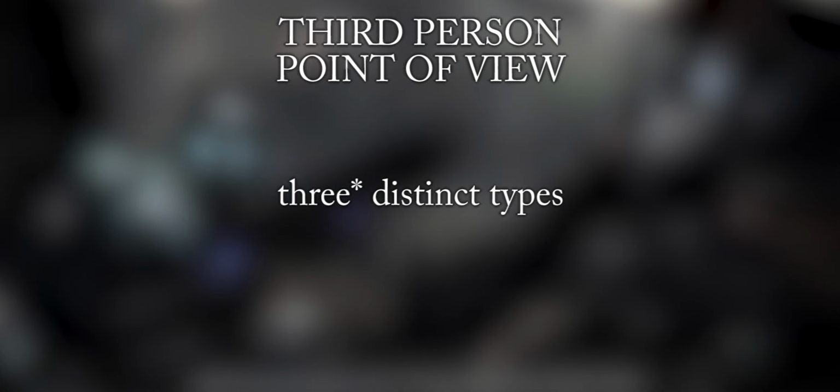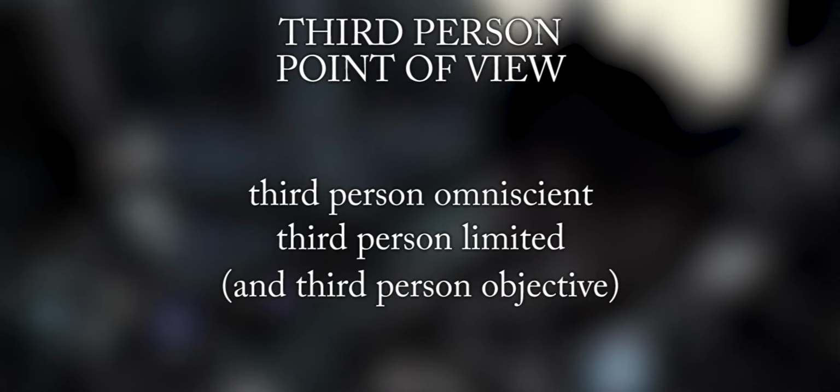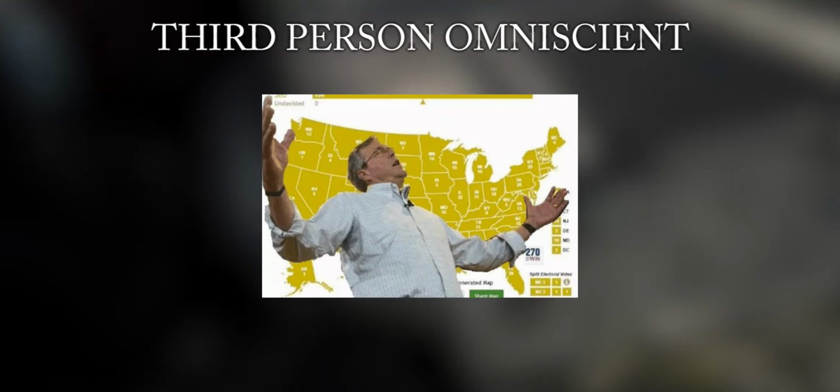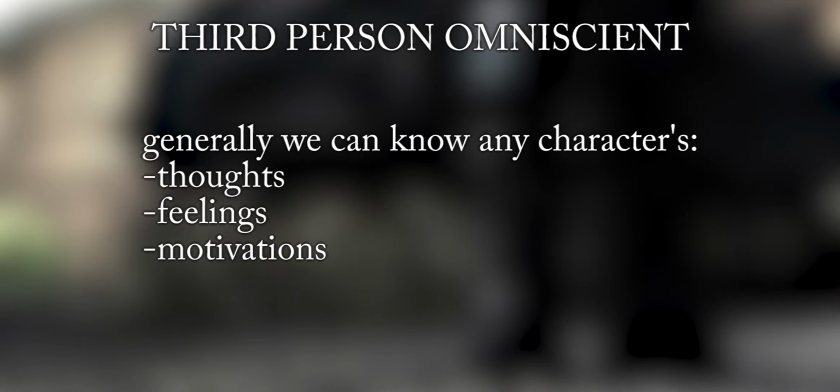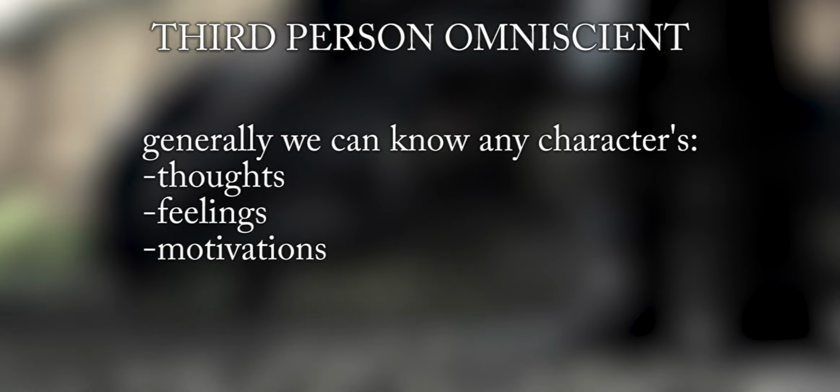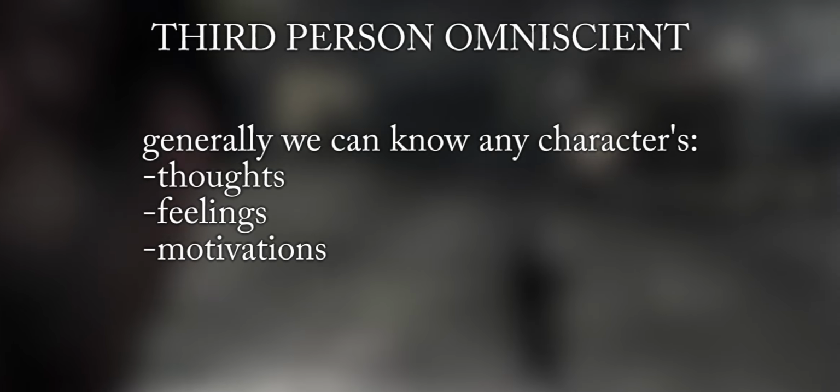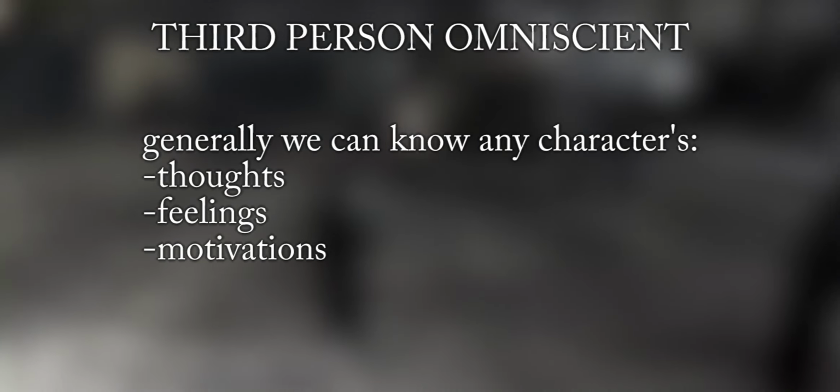There are two distinct types of third-person perspective. We have third-person omniscient and third-person limited. Third-person omniscient: the narrator is essentially a spectator god. As the term omniscient belays, they exist outside the story and generally know everything about everything. We get a take on any given character's thoughts, feelings, and motivations, even if it's not explicitly revealed to other characters within the story.